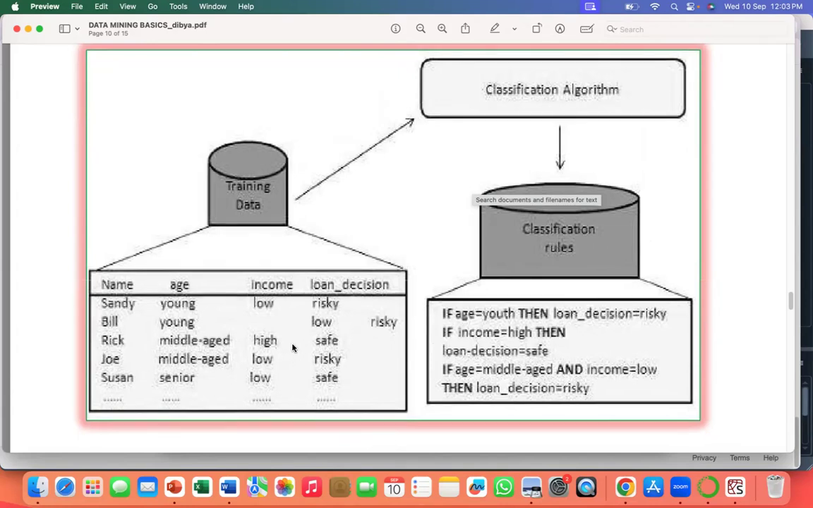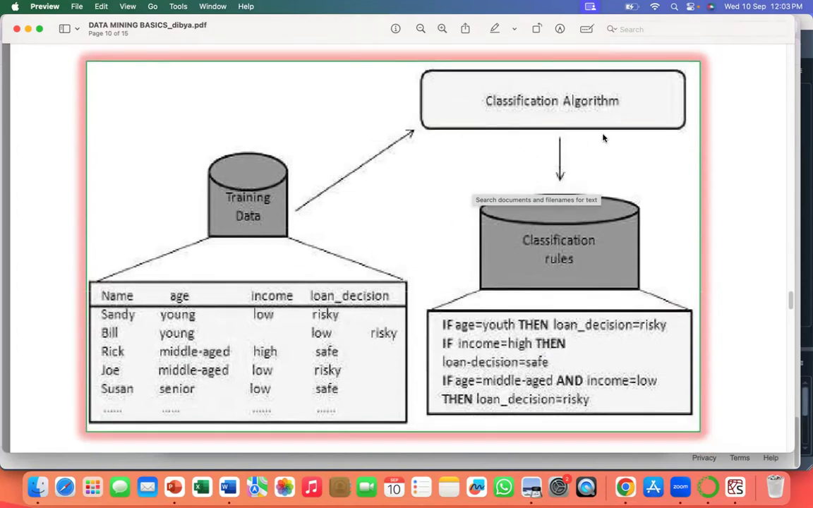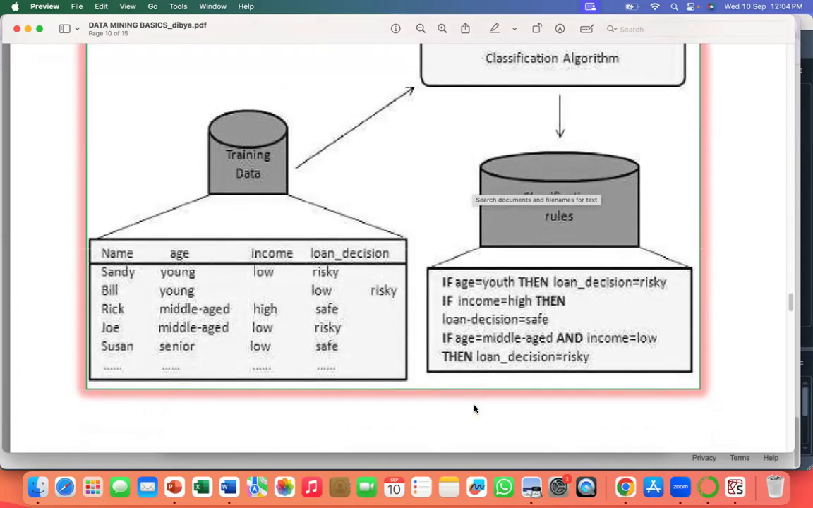So this data we will take and consider for training our algorithm, and then that algorithm will come up with some rules. They are known as classification rules. From this data, if you observe manually also, you will find that if age is young, then loan decision is risky. If income is high, then loan decision is safe. If age is middle age and income is low, then loan decision is risky. This type of rules we get after the algorithm is applied.